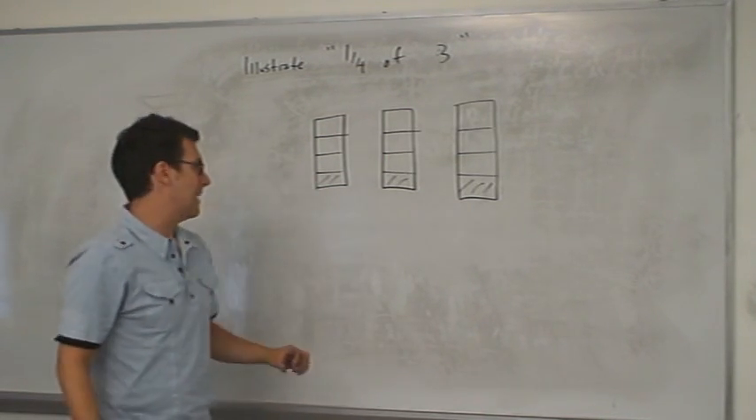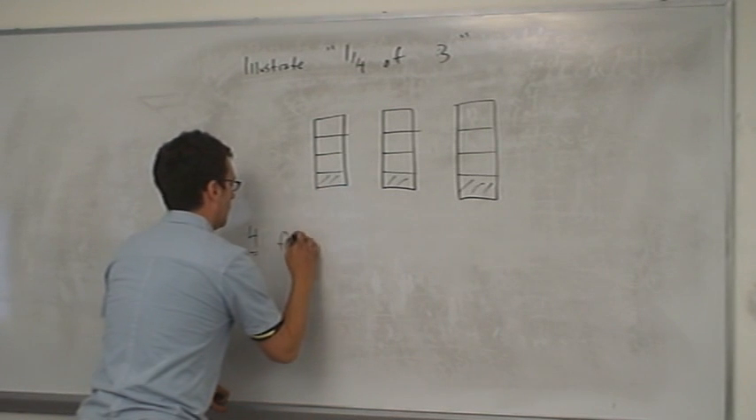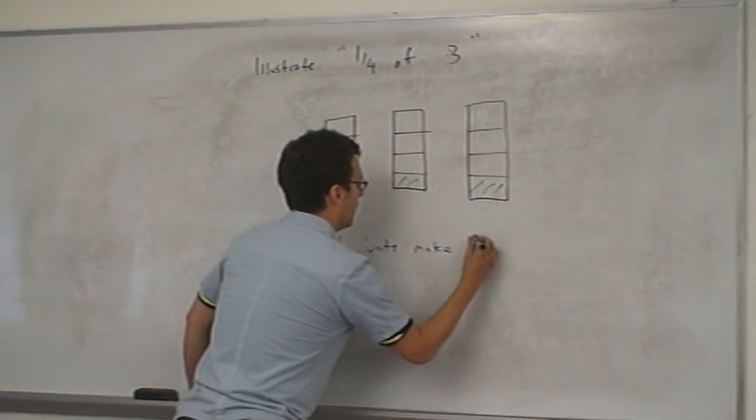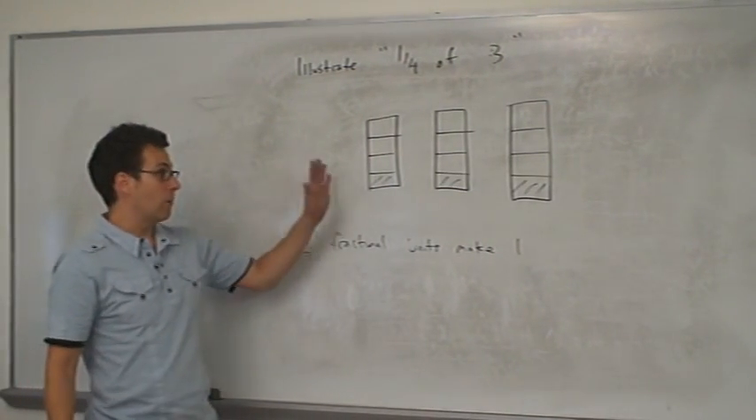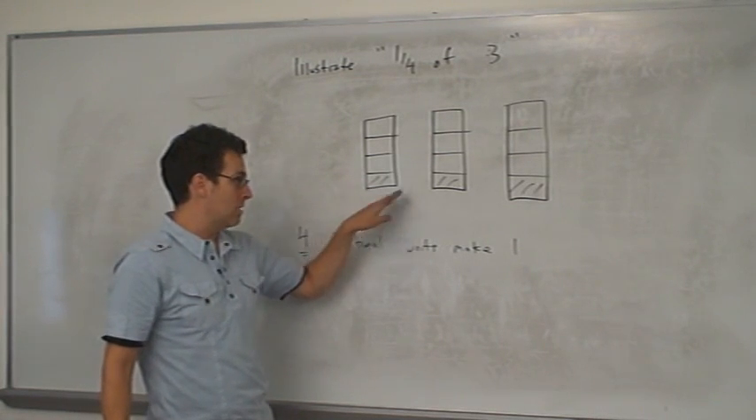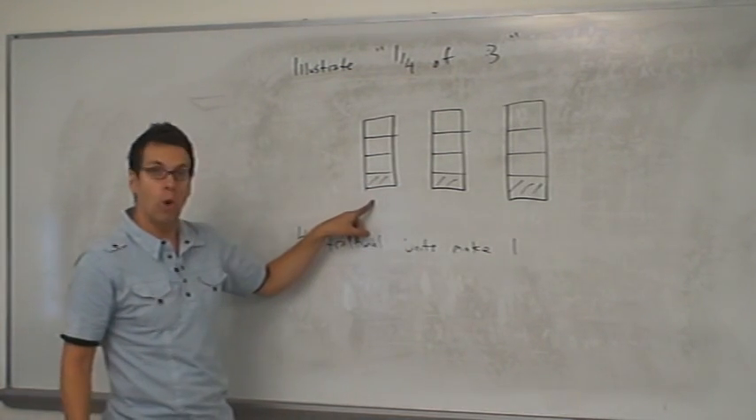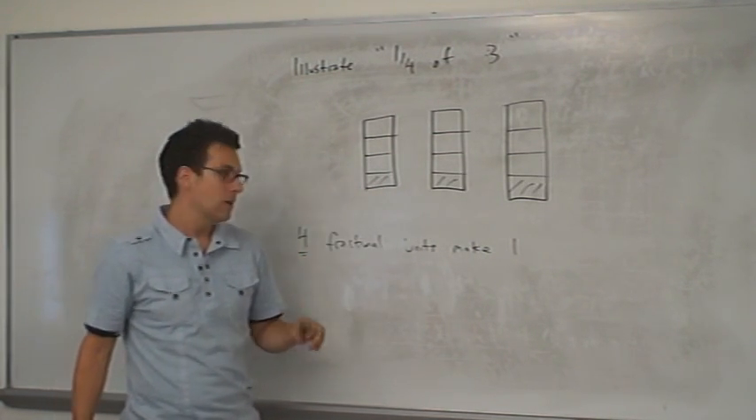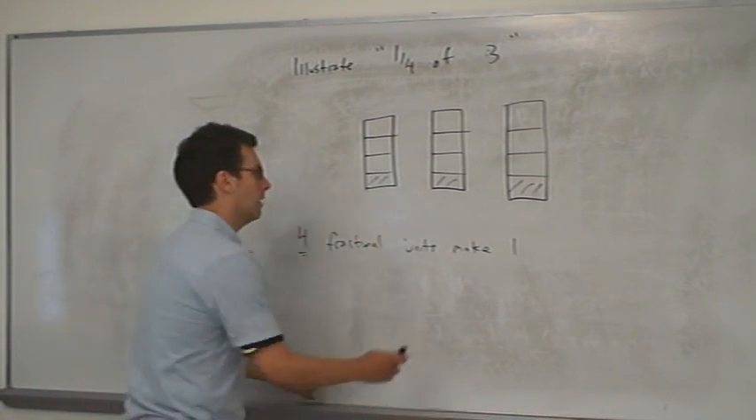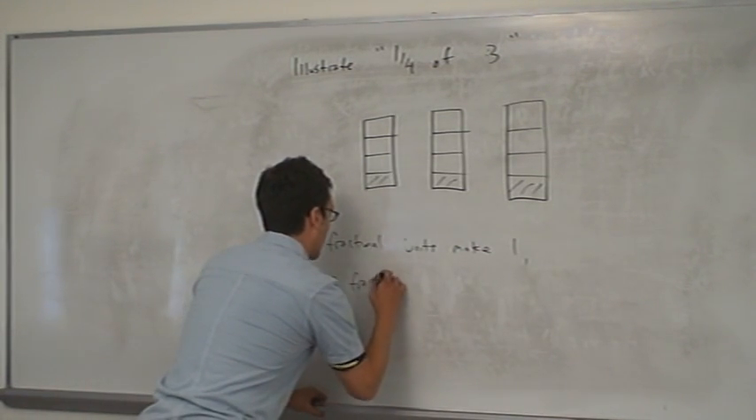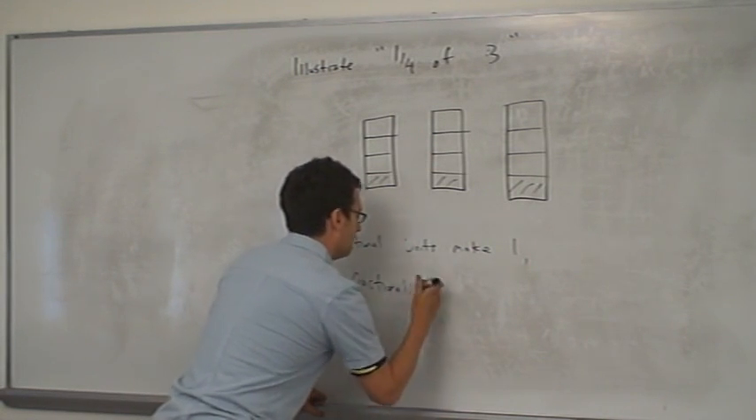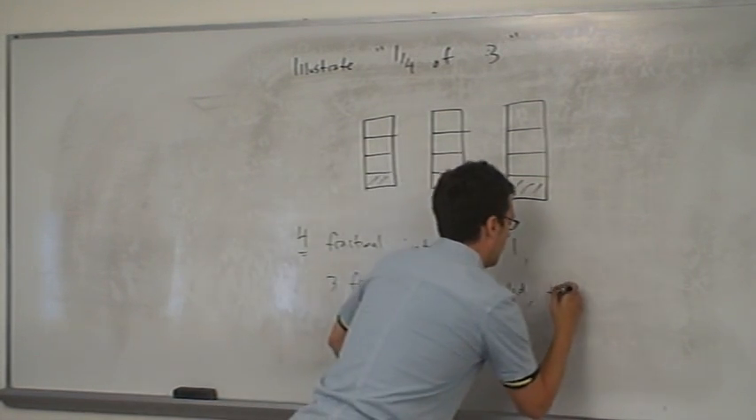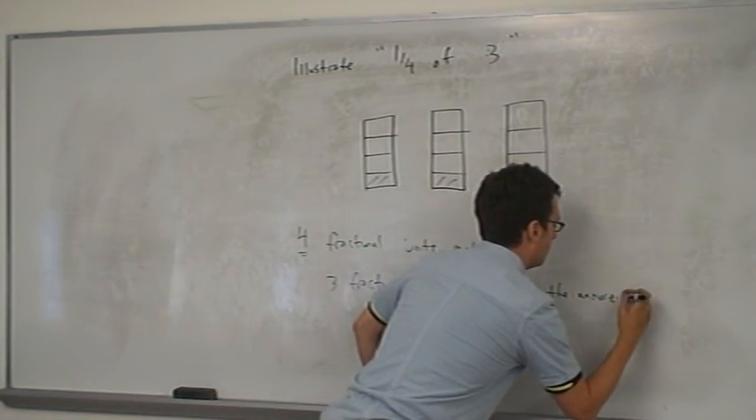Okay? So since 4 fractional units make 1, right? Because again, remember, our original diagram was 3 units, so each one of these represents 1 unit, and 4 fractional units makes 1. So since 4 fractional units make 1, and 3 fractional units are shaded, the answer is indeed 3/4.